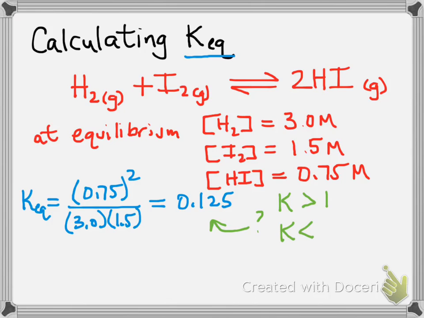Now if you have a K that's less than 1, like in our case, that tells us that the reactants are favored, which means those reactants aren't going to go and completely form products. So the sign and or the magnitude of K is very, very important in terms of our understanding of how far a reaction will progress at a particular temperature and pressure.